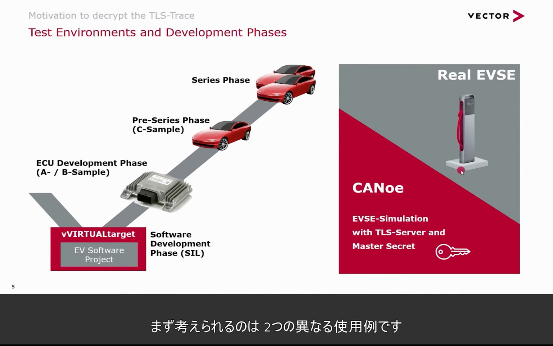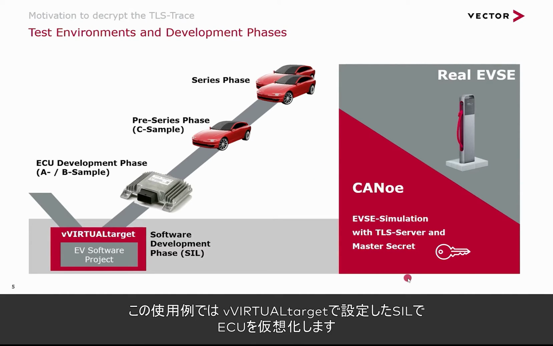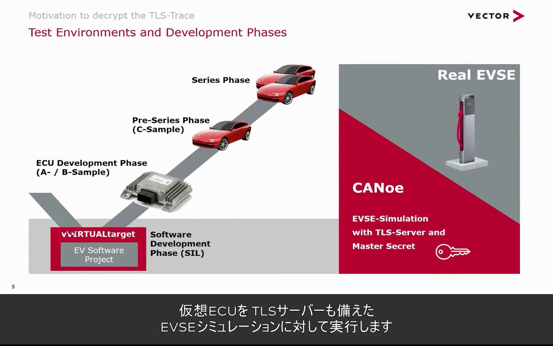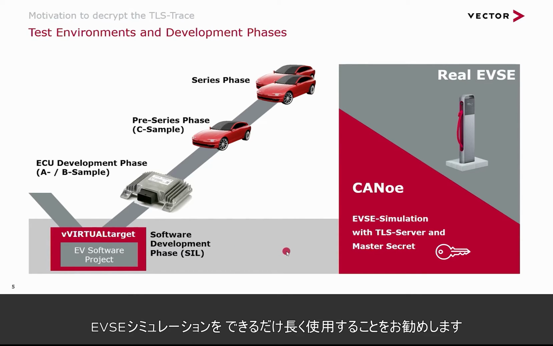First of all, we see two different use cases. One use case is you test against real EVSEs. Another use case is you test against an EVSE simulation, like our CANoe EVSE simulation. In this use case, for example, a software-in-the-loop setup with our VA0 virtual target, which simulates an ECU, you run your simulated ECU against our EVSE simulation, which also includes a TLS server. And this TLS server has its master secret, so this communication can be automatically decrypted. That's why we recommend to use the EVSE simulation as long as possible.